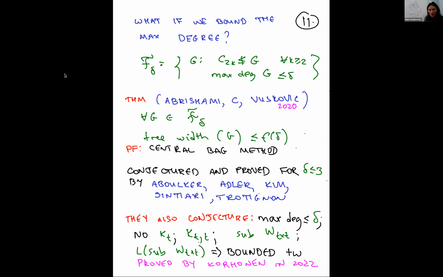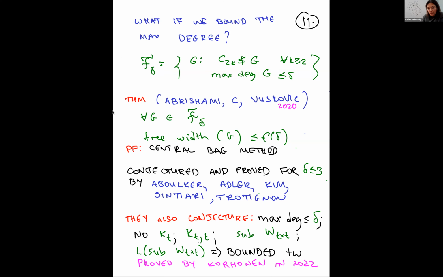And I really like talking about this, but I promised myself I'm not going to do it today. I'm going to talk about something newer. So that's all I'm going to say about the central bag method, except that we're still proving theorems using this method. Okay, so anyway, this was done in 2020. It was done in the subcubic case by this group. And this group also conjectured that actually, if you bound the max degree, then forbidding the basic obstructions is enough to get bounded tree-widths. And that was proved by Korhonen in 2022. Different method, nothing to do with our proof here.